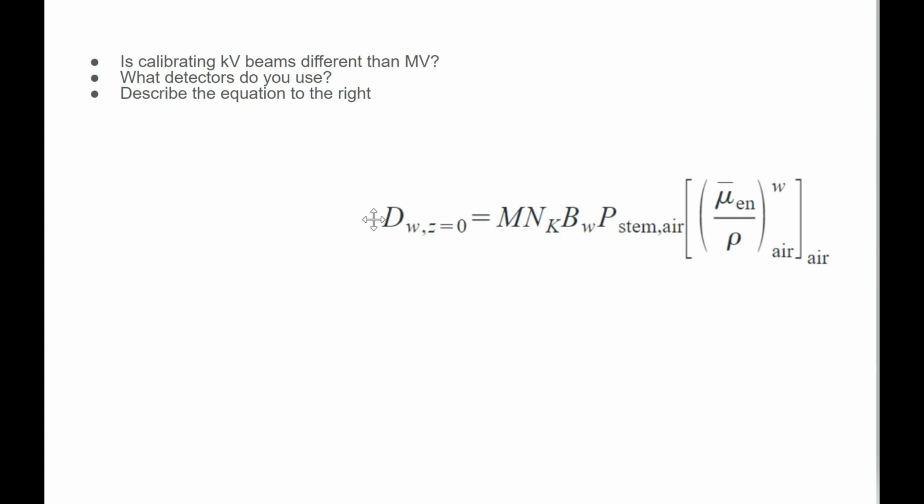The question asks: is calibrating KV beams different than MV beams? What detectors do you use? And describe the equation to the right.